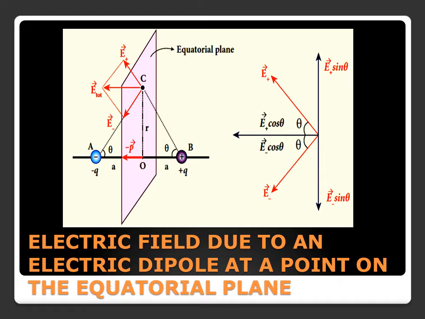Okay. Now in the same steps you have to find out the electric field at C due to the positive charge and due to the negative charge, and then we will have to find out the total electric field.